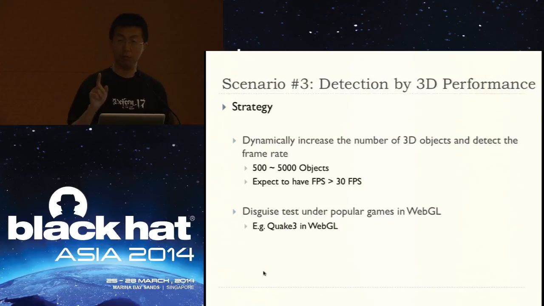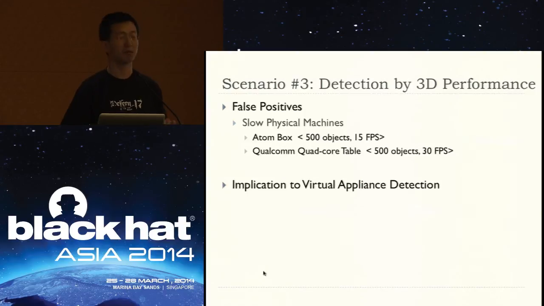However, make sure you understand that I'm not saying that if I get a small number of objects or a low frame rate, I will say that's a virtual appliance. I cannot say that because obviously false positives are also possible. First, you can have a really slow machine. My parents probably still use a very old PC, and I actually tried running the same script on the Atom box, which is known as slow and with less graphics support. I get 500 3D objects at 15 frames per second.